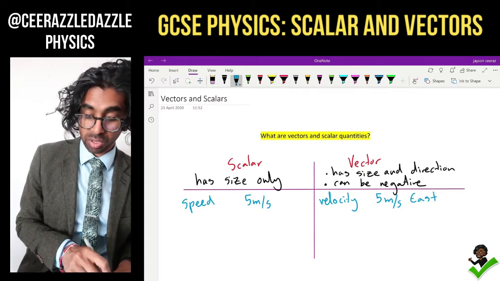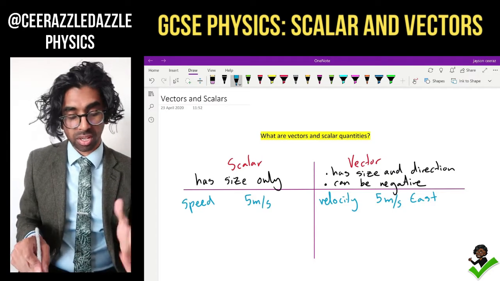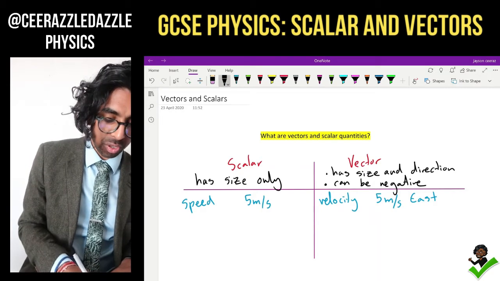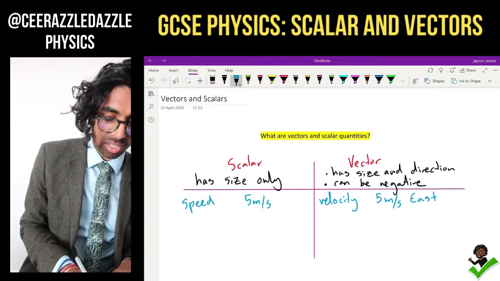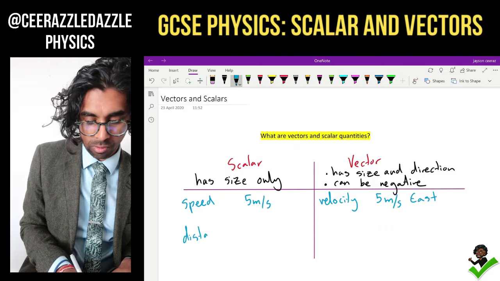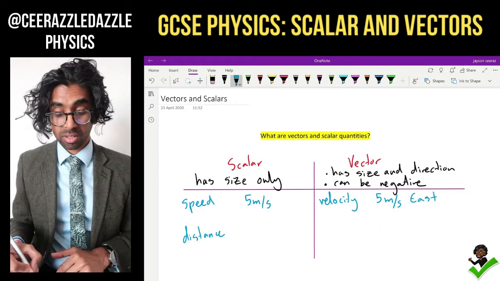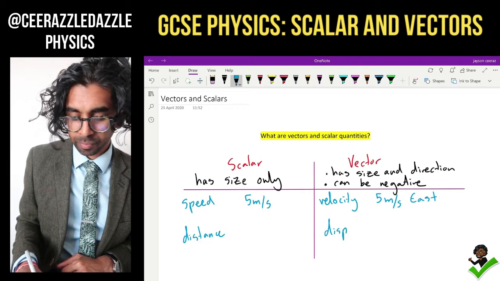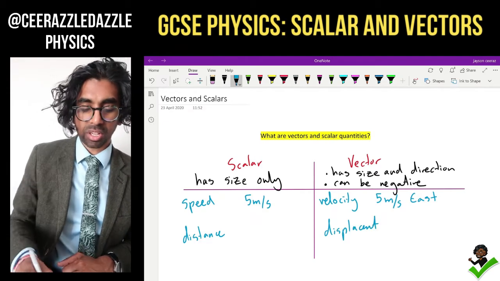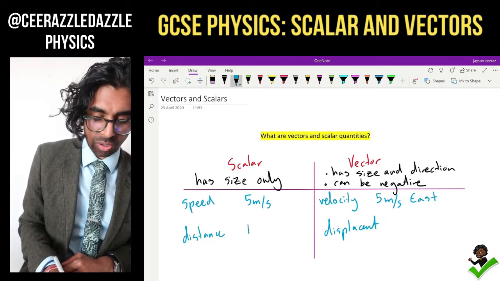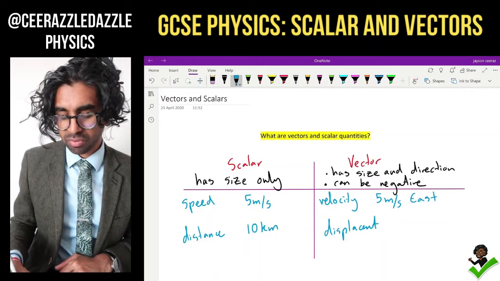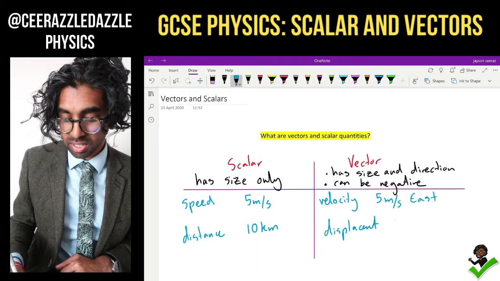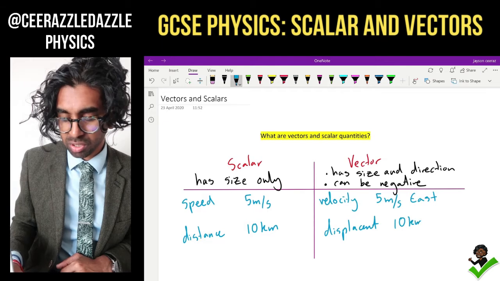So we've got speed on one side, velocity on the other side. We've also got distance. That could also be a scalar, and the vector version of it will be the displacement. Let's put some examples. The distance could be 10 kilometers. The vector version of it could be 10 kilometers north.